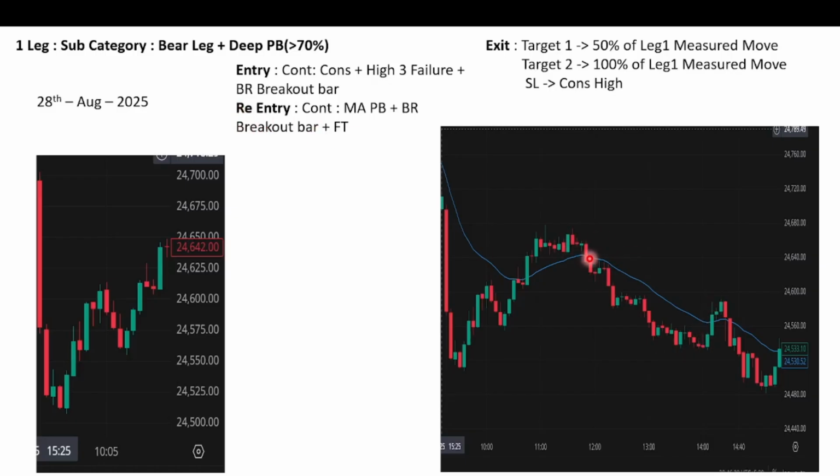So if you had entered here, when you got these two strong bull bars, you would exit because it is breaking the trend line, and the price action is also saying otherwise. So you can exit. But when it is again going in your direction, you should be open to re-enter. So the conditions for this are MA pullback and bear breakout bar. You can enter here or here, and bear breakout and follow through.